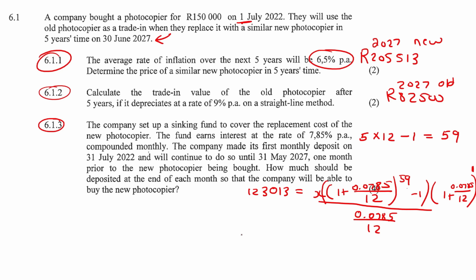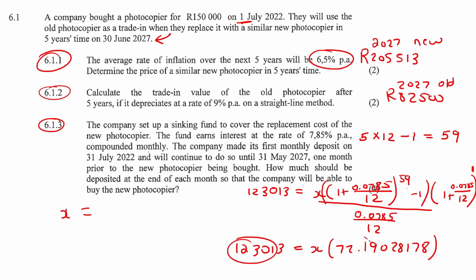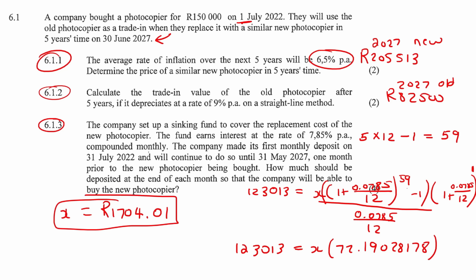All right, so if you've typed that all in correctly, we should get 72. Now let's not round off. 19028,178. Now you just need to get x alone. So you would take this number and divide it by that number. And so you should end up with 1,704 Rand and 01 cents. And there we have it. So it says, how much should be deposited at the end of each month? It's that amount there.